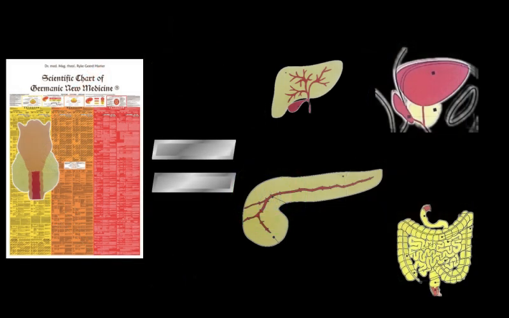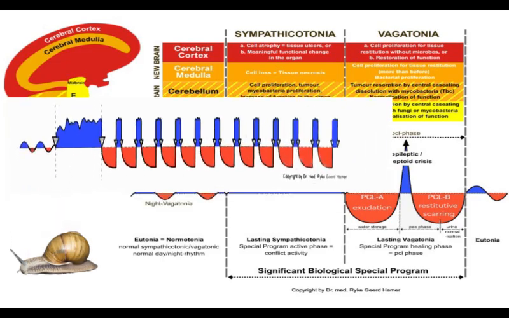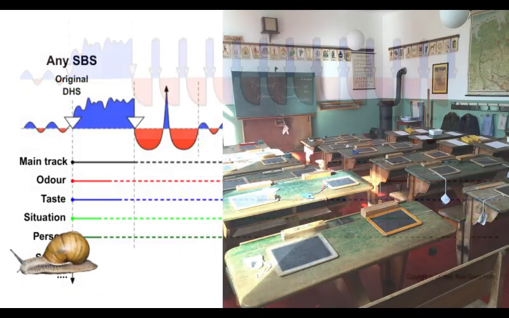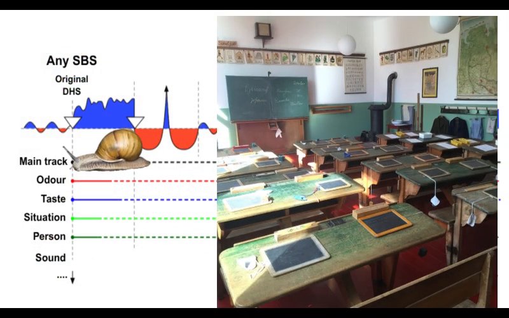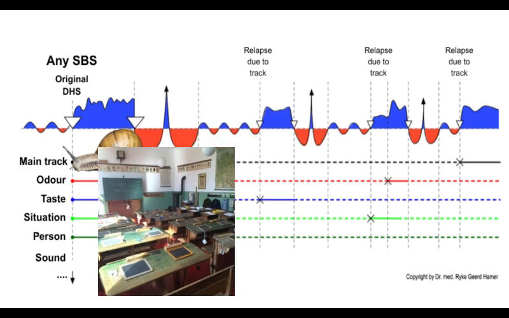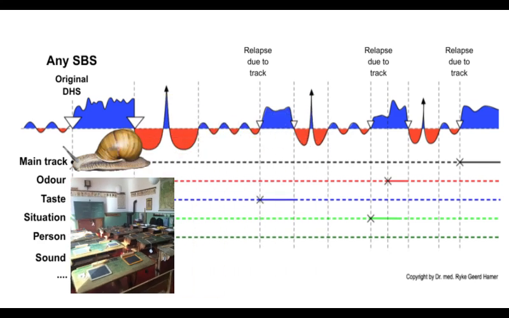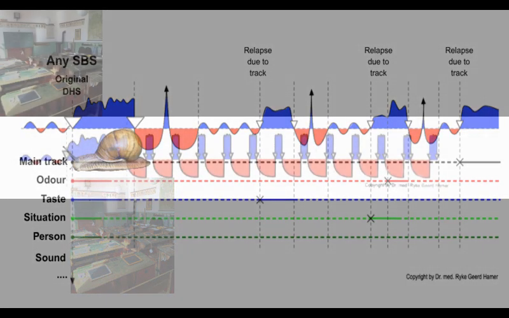And it would be the same again with the prostate gland, pancreas, etc. Now we come to the hanging healing. Let's assume that the classroom has been programmed into the DHS as a secondary track. Every time the girl enters the classroom, the conflict flares up. Every time she leaves the classroom, she enters resolution.